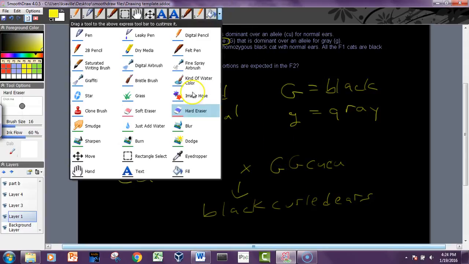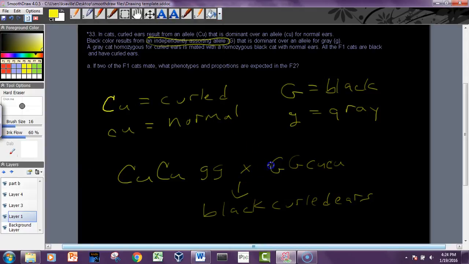Let's make sure I've got my little eraser here. Alright, so I'll erase that. It's much better to say, so if we've got CU on the left and G on the right, keep it the same. So this one is a homozygous black cat. I just did it because that's the way they wrote it. So homozygous black and CU, little cu. Black with curled ears.